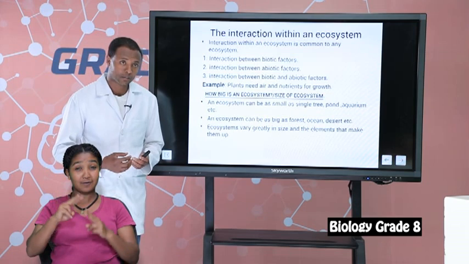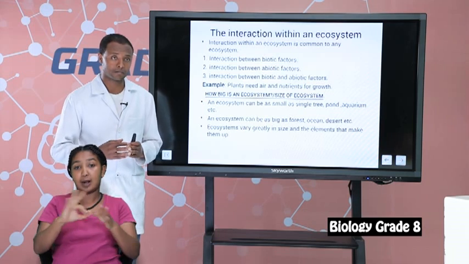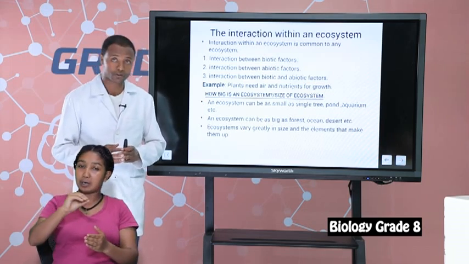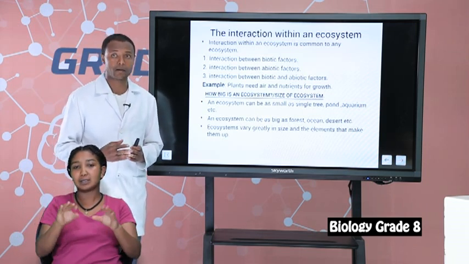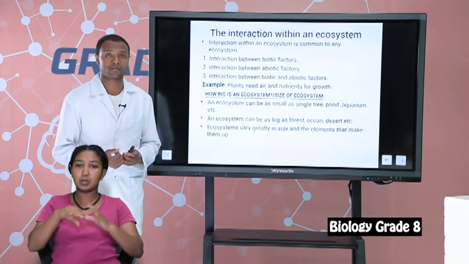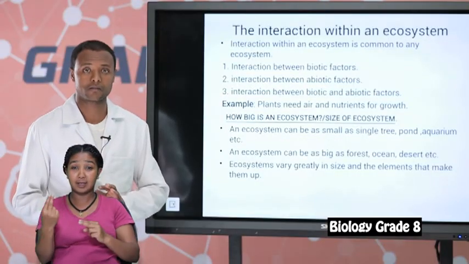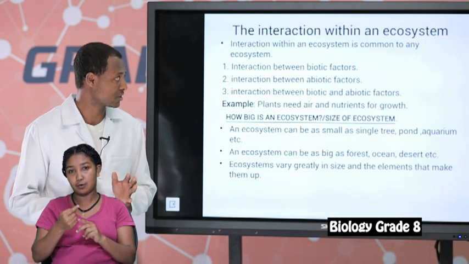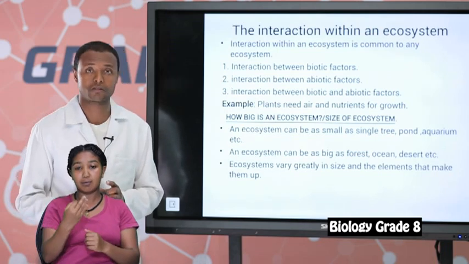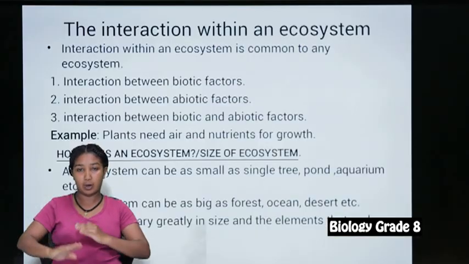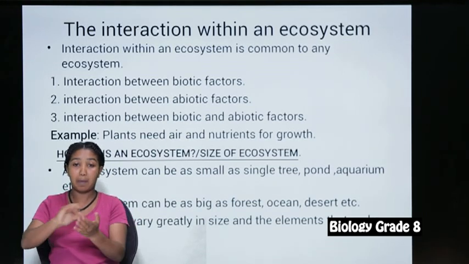Another very important point is that there is interaction within ecosystems, between biotic factors and the abiotic factors. For what purpose do you think interaction takes place among organisms within an ecosystem? Of course, there are several reasons. The very important reasons for the interaction that living organisms undergo are, first, food, and second, reproduction and survival. So this interaction takes place within the ecosystem among the different factors.